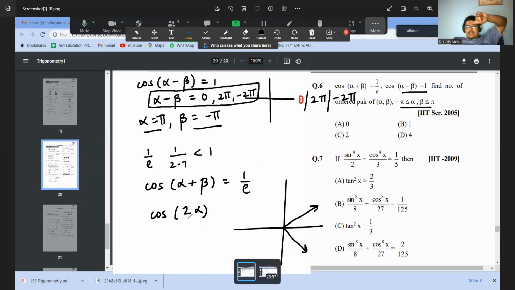But you have to understand, guys, this is 2 alpha. If alpha is from minus pi to pi, what will be the range of 2 alpha? 2 alpha will be from minus 2 pi to 2 pi, correct? So first in 0 to 2 pi, how many solutions will there be? How many such angles will there be for which it is going to be 1 upon e from 0 to 2 pi?